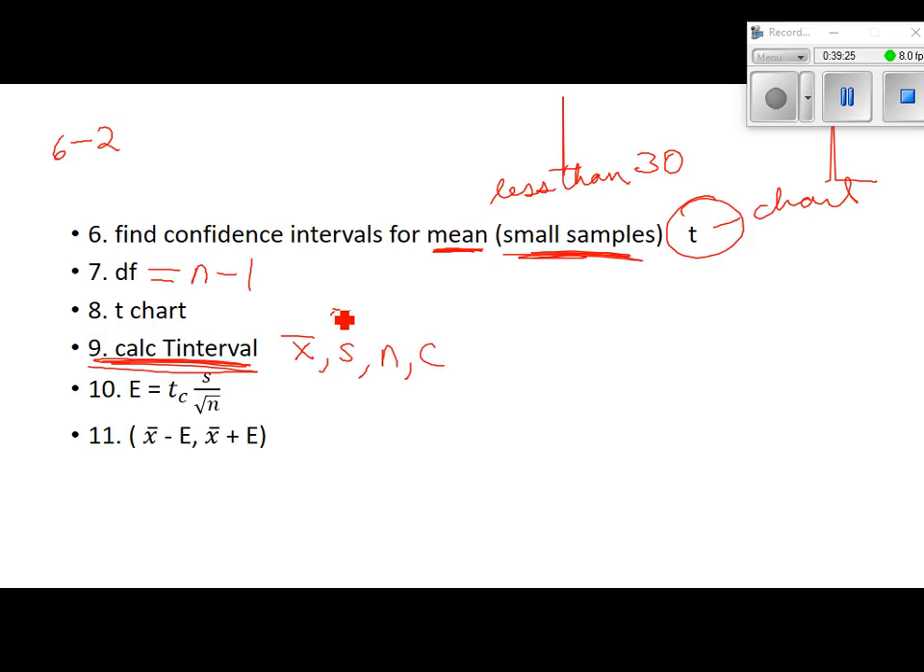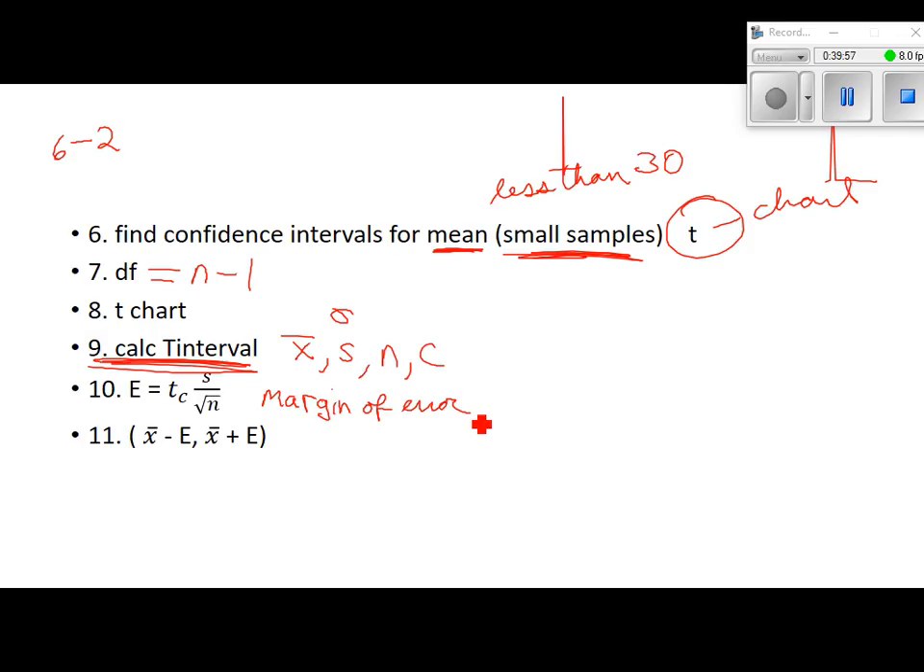What's E stand for again? Margin of error. To find our interval, we take X bar minus the margin of error, comma, X bar plus the margin of error. What's the TC? TC is your critical value again, just like the ZC on the last one. The TC is a little easier to find because you don't have to mess with the area.